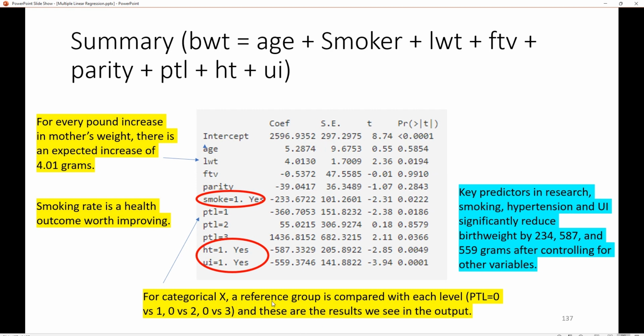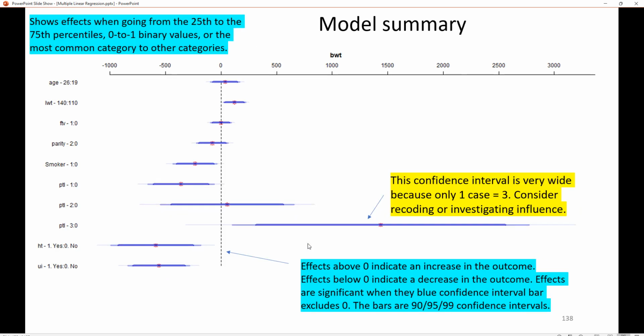For categorical X, a reference group is compared with each level. For example, PTL equals 0 versus 1, 0 versus 2, and 0 versus 3. And these are the results we see in the output. Now we're going to look at the model summary. Again, these show the difference from going from the 25th to the 75th percentile, 0 to 1 for binary values, or the most common category to other categories.